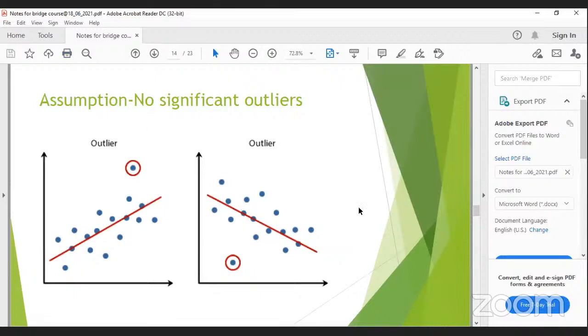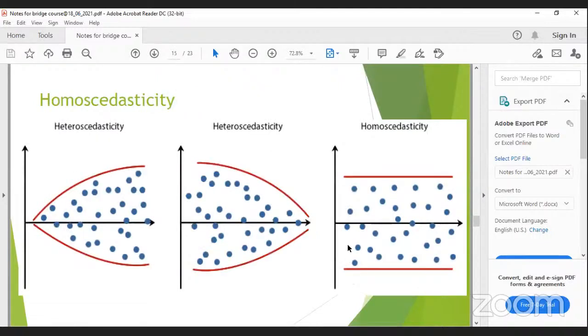Okay? So one can try to remove these outliers. There are several methods. Whichever method you feel is appropriate, you can use it for removing the outliers. So as I said, homoscedasticity.